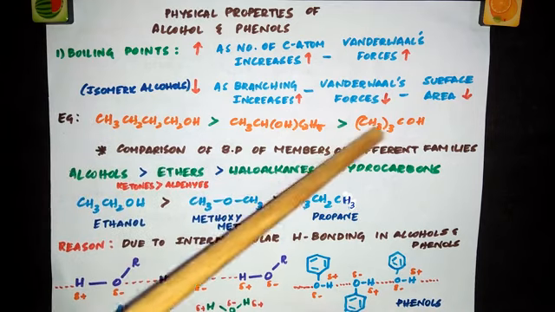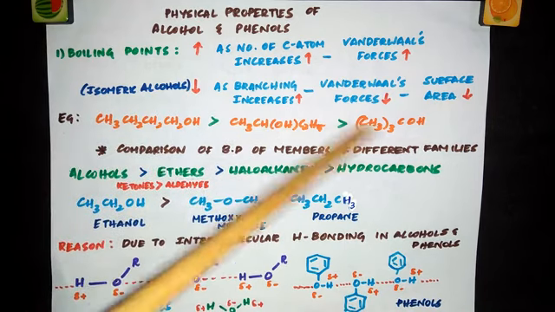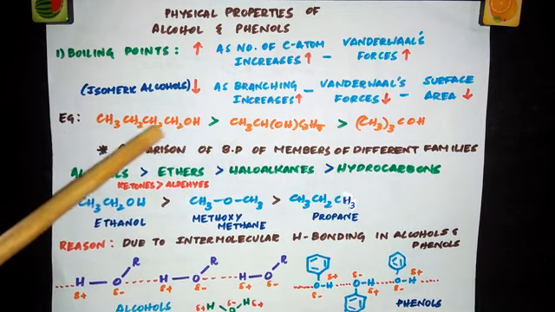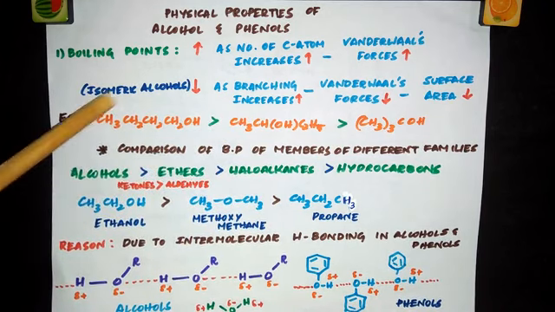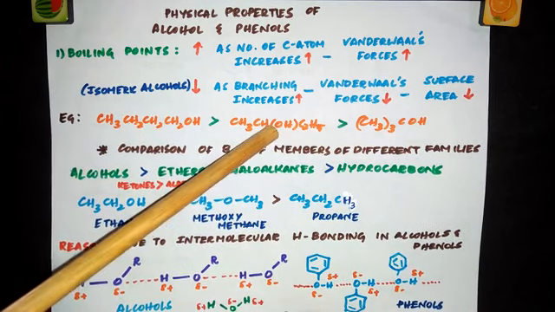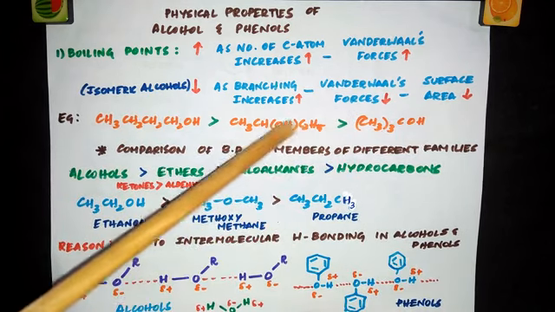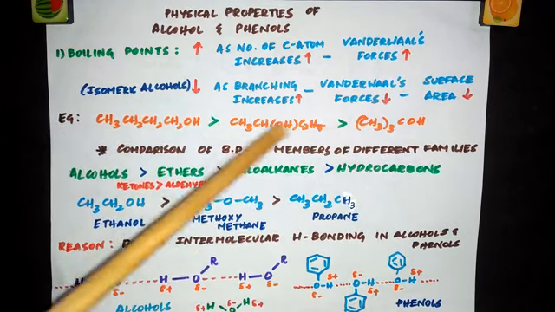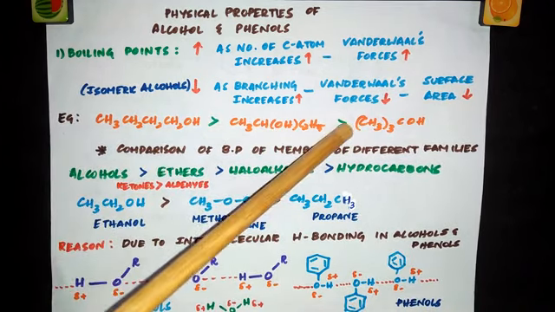Now I have shown an example here. See, these three are isomeric alcohols. CH3CH2CH2CH2OH is butanol. Here we have a straight chain. Here there is branching. Here, much more branching. This is primary, this is secondary, this is tertiary. So as the branching increases, see what is decreasing? The boiling point is decreasing.